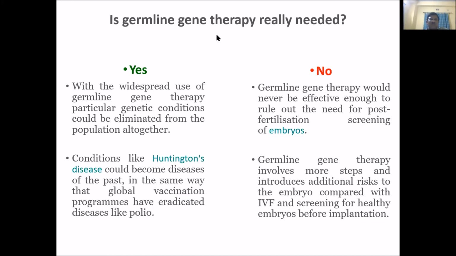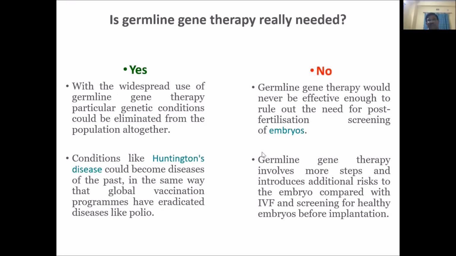So lastly, whether this germline gene therapy is really needed or not is a million-dollar question. In favor, with the widespread use of germline gene therapy, particular genetic conditions could be eliminated from the population altogether. This is a boon to the population, no doubt about this. Say, for example, treating Huntington disease and some other diseases, which could be eradicated just like we have eradicated polio and measles from human history, from human civilization.